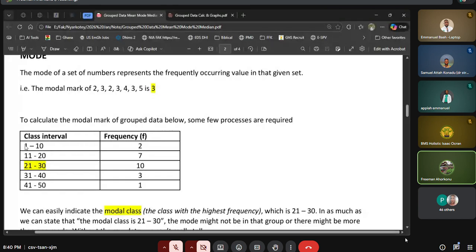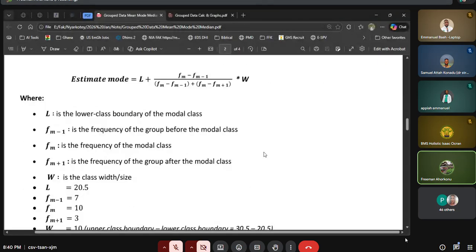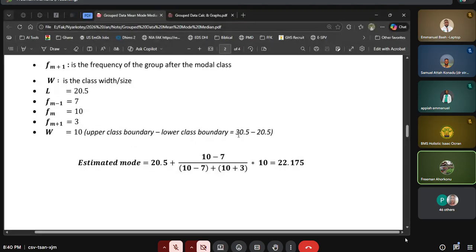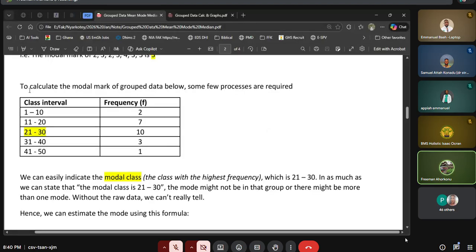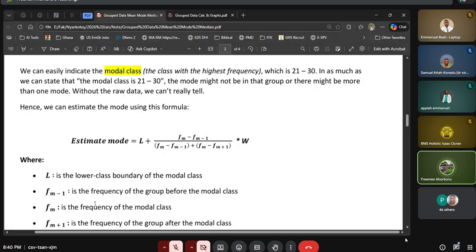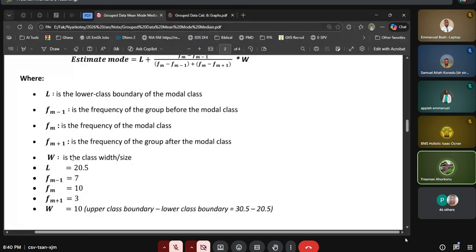I'm not asking you to prove or to show the formula for calculating the class size. You can just quote it that this is the class size. That's not a problem. You can equally do 30.5 minus 20.5. If it's a uniform class, you can use any of the classes. You can take 10.5 minus 0.5, that will also give you 10. 50.5 minus 40.5 will give you the same 10. So your W is the class size.